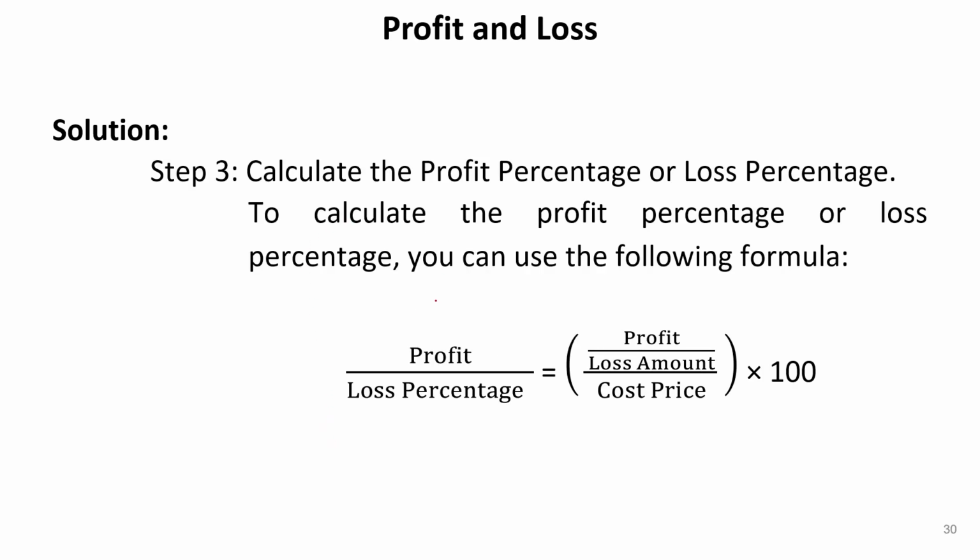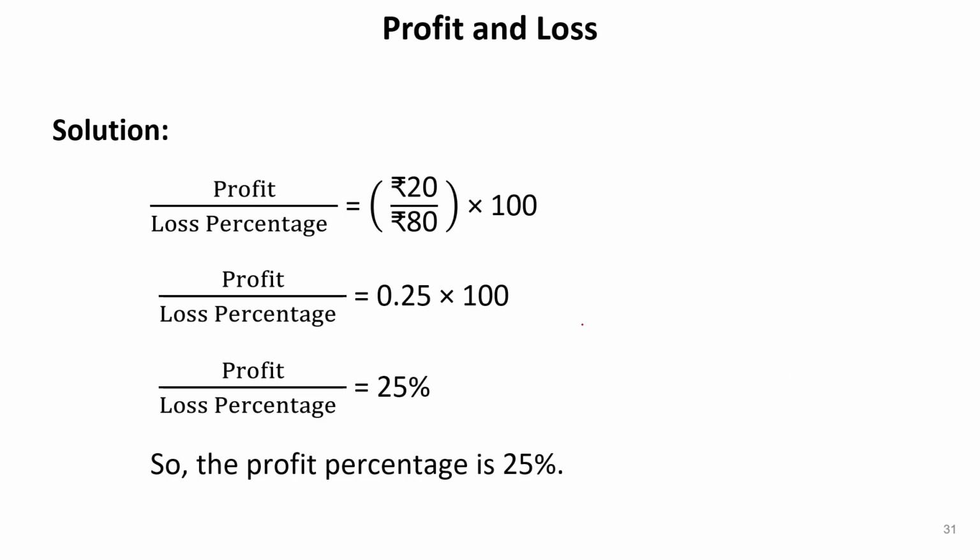To calculate the profit percentage, profit percentage is equal to what? Profit or loss amount divided by cost price into 100. So it will be 20 by 80 into 100, which is equal to 0.25 into 100, which is equal to 25%. So this is the correct answer. 25% will be the profit percentage.